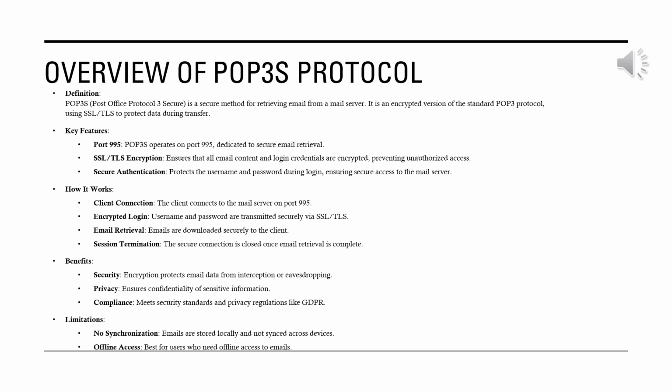Now, the benefits. For security, the encryption protects email data from eavesdropping. Privacy is very important as well. It ensures confidentiality of sensitive information, and it also meets security standards and privacy regulations like GDPR. The limitations are very important as well. There is no synchronization, which means emails are stored locally and not synced across devices. And then offline access: it is best for users who need offline access to emails.